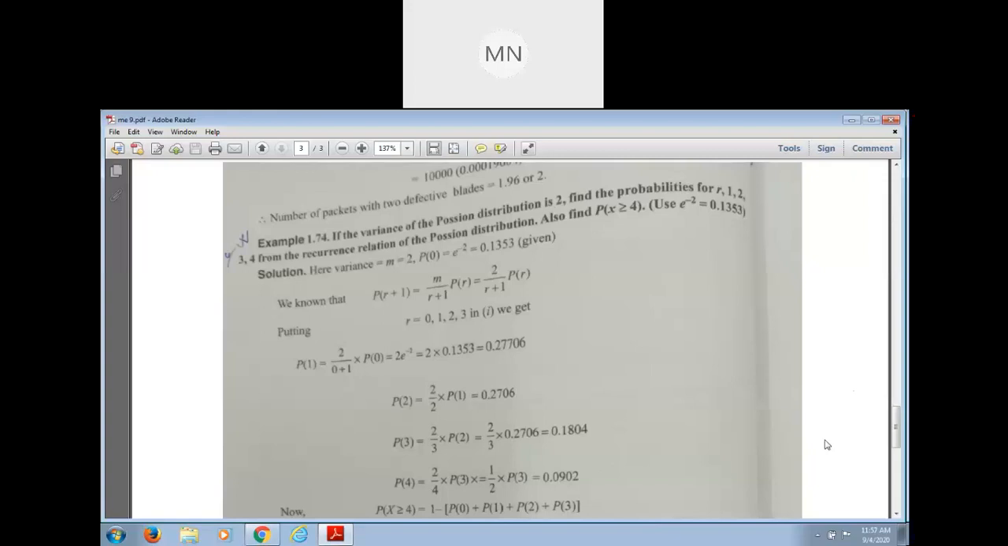The trick also. Why do we write that? Because we know that the total probability is always 1. Therefore, for x greater than or equal to 4, we write 1 minus the sum of P of 0 plus P of 1 plus P of 2 plus P of 3. Okay, understand? Do you understand?